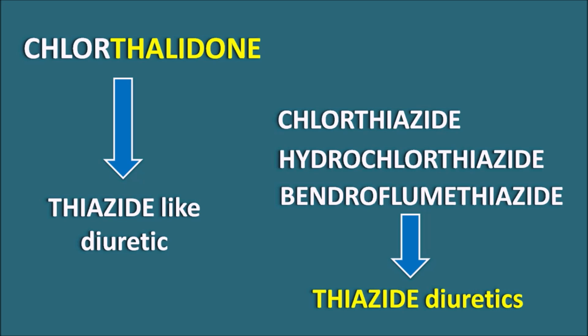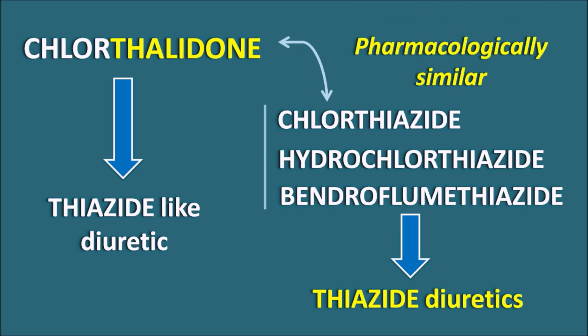What is the relation between this chlorthalidone and the thiazide diuretics? Why is this chlorthalidone called a thiazide-like diuretic? This is because chlorthalidone does not have structural similarity with the thiazide diuretics, but pharmacologically chlorthalidone is similar to the thiazide diuretics. That means structurally it is somewhat different, but by the mechanism of action it is somewhat similar. So today in this video let us discuss how this chlorthalidone acts, what are the side effects, precautions and indications.